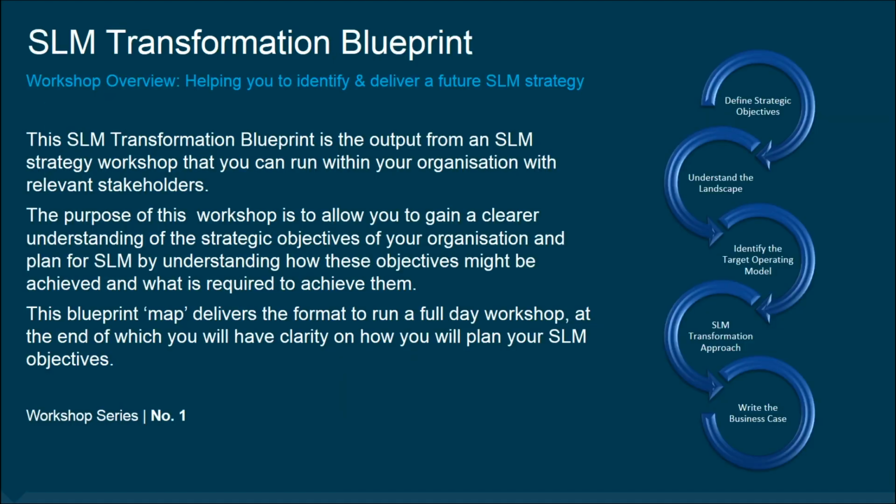So what is the blueprint? Well, the blueprint is actually a very simple 5-stage process for you in your organisation to start putting together a coherent plan for software lifecycle management. It importantly covers 5 steps. Step 1 is defining your strategic objectives. Step 2 is understanding the landscape. Step 3, identifying the target operating model. Step 4, the transformation approach to software lifecycle management. And step 5 is being clear about your business case.